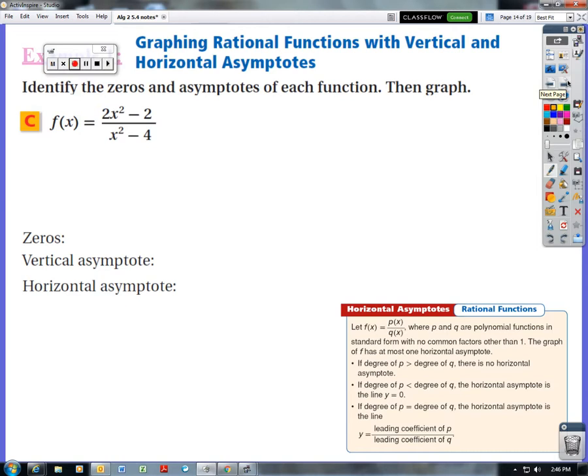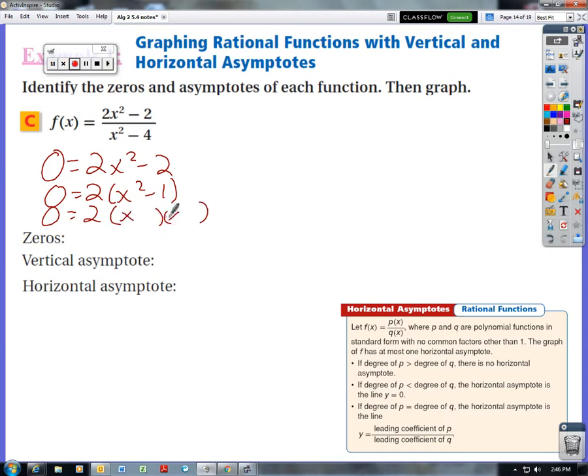Well, let's see how this one is. Zeros: we set the numerator equal to 0 and solve. I'll just go ahead and do the steps. I was going to do it in my head, but I see that I can factor out a 2. I see that this is a difference of squares, so that's x plus 1 and x minus 1. When I set each of these equal to 0, the 2 is not going to give me any solution, so I just ignore it. This is going to give me negative 1 and positive 1. So those are my zeros.